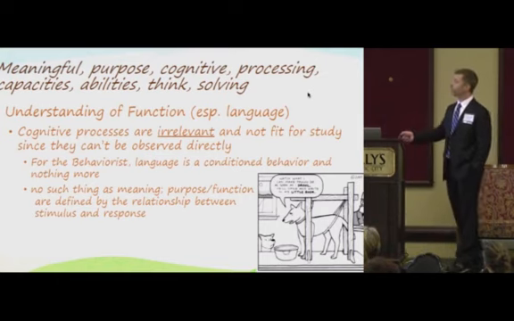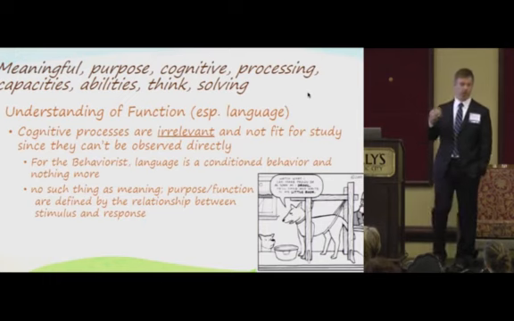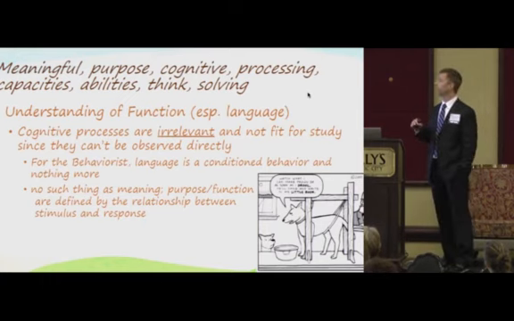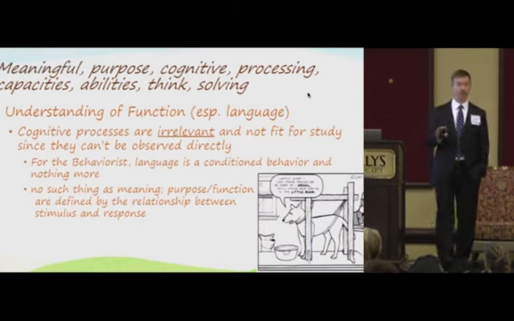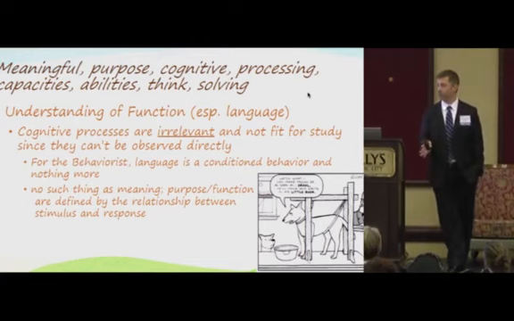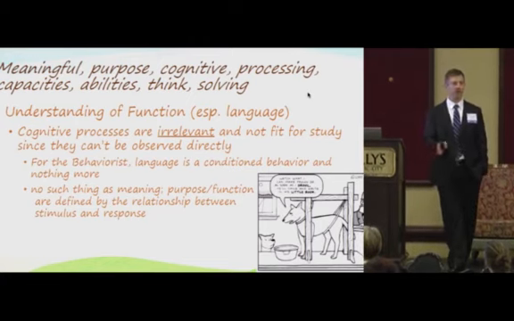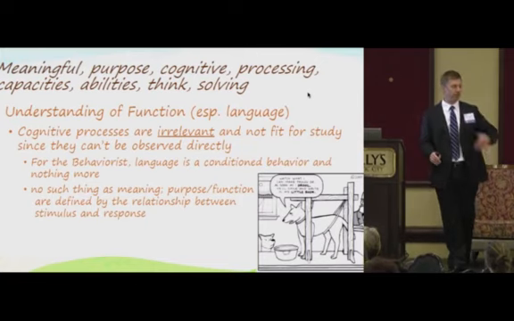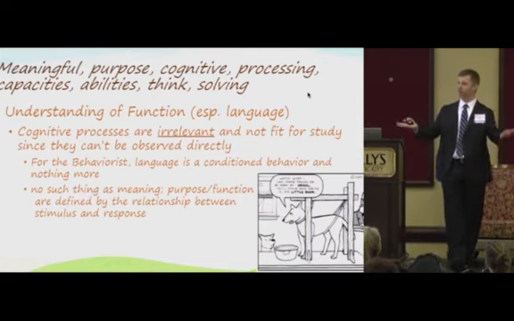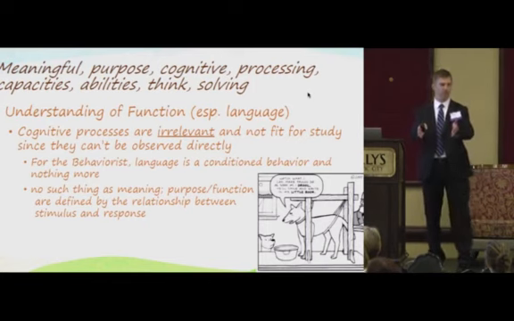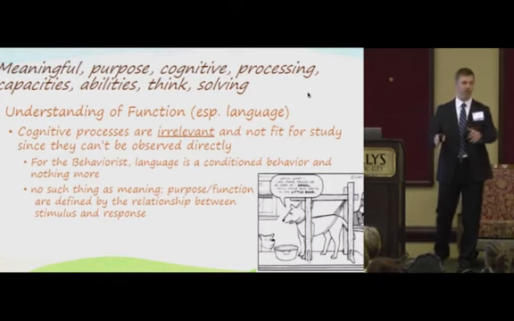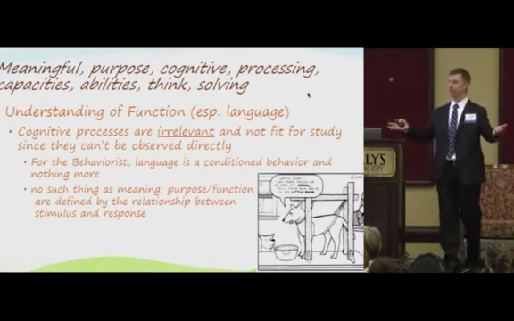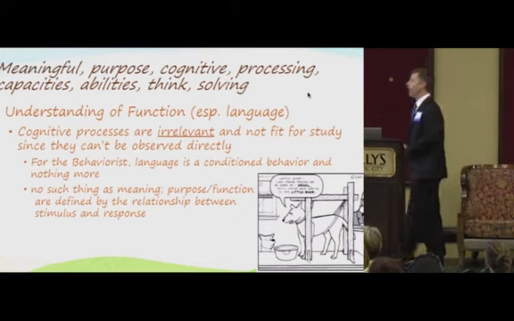In fact, for ABA, cognitive processes are irrelevant, okay? It's not that they don't exist, right? Skinner, for example, says they do exist. Cognitive processes are real. It's just that they're irrelevant. We don't need them, right? We can define everything based on stimulus and response. That's all we need. Stimulus, response, everything in the middle is a black box. We can't see it. We can't measure it. Forget about it. Stimulus and response, okay?